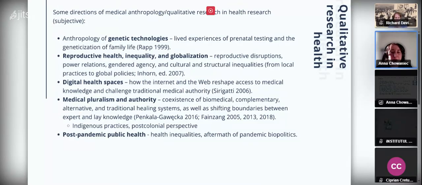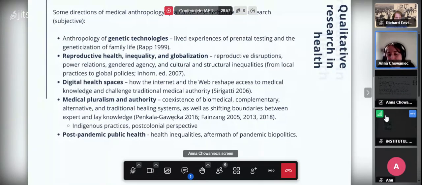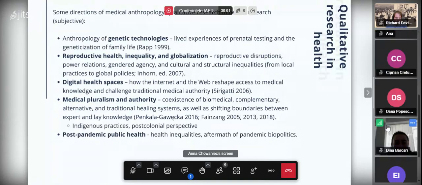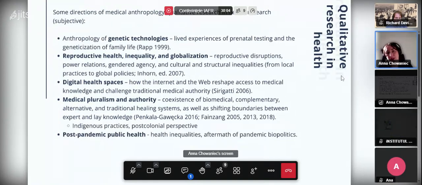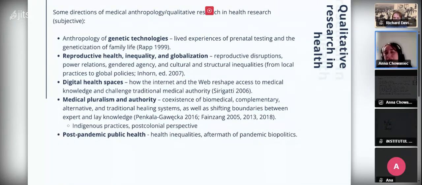The shifting boundaries between who is an expert and who is a lay person that doesn't have access to this knowledge, and especially in the era of the internet, that is a particularly important question. Who has access to this knowledge? Who is an expert? Who is the authority within the whole treatment? Also, of course, there's post-pandemic research, the aftermath of the pandemic, biopolitics, and we might expect that there will be another one during our lifetime. So the research on the pandemic and how it influenced societies, of course, is very important. As I said, it is a very subjective list of some directions that I think are particularly important now.